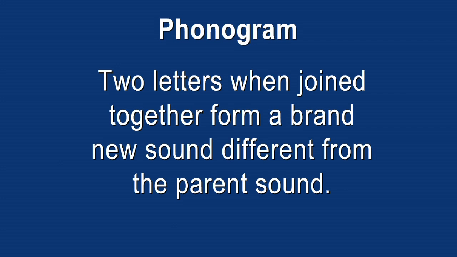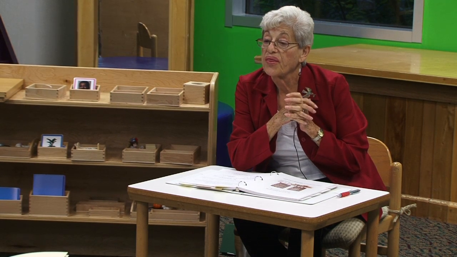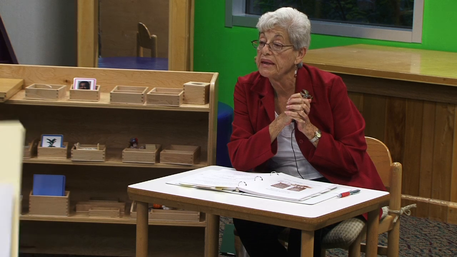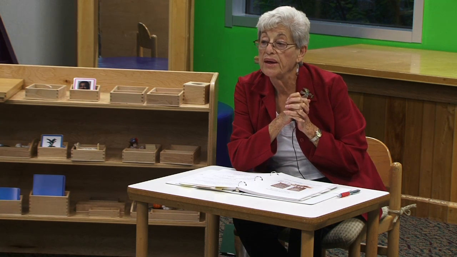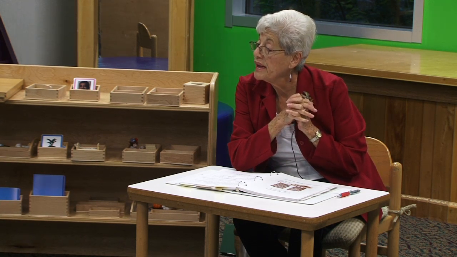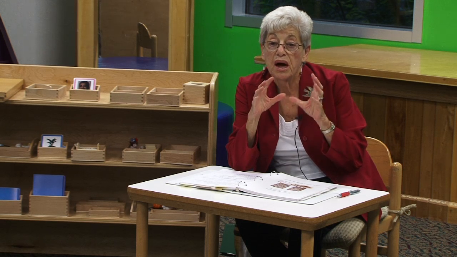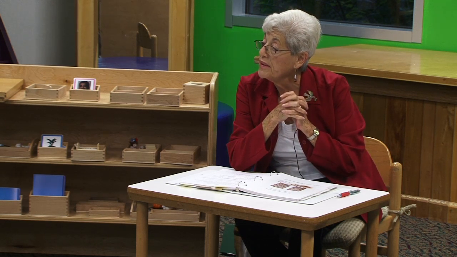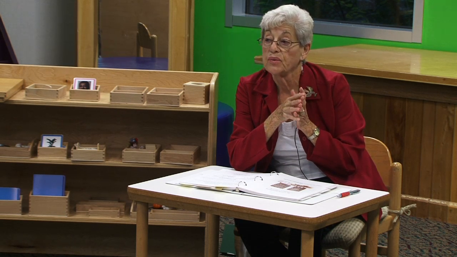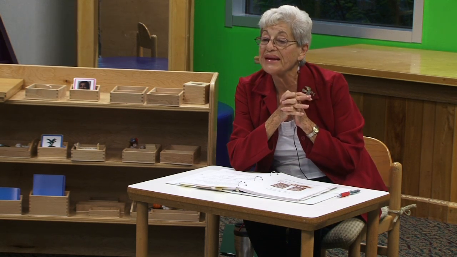A phonogram is 2 letters when joined together form a brand new sound different from the parent sound. So if we have the T and the H separately, it's pronounced T and H, and together it's pronounced F. Every language in the world has its nuance of putting sounds together that make a different sound. English, on the other hand, is laden with difficulties.